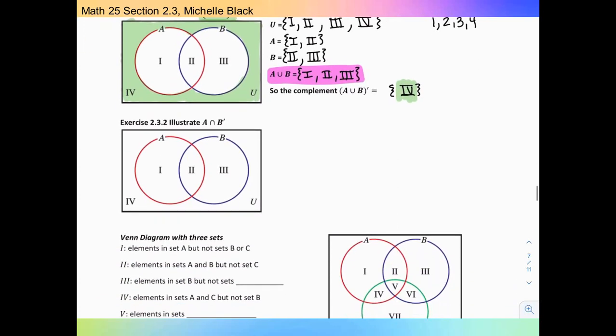So on your own, why don't you try exercise 2, which is asking you to illustrate the intersection of A and B complement. Notice there's no parentheses here like there was in problem 1. So this is indicating to find set A as well as to find the set of B complement and then intersect those two sets. So pause the video and try that on your own and then come back and check your work.